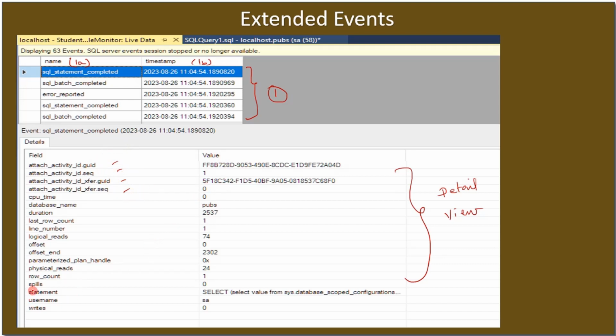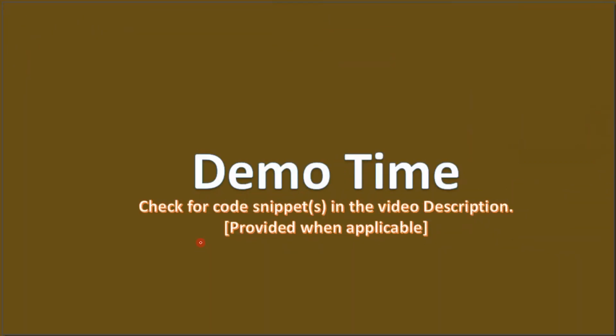Here there is something called statement, and that shows the SQL statement that got executed. Also, you will see the username, which user is performing this activity. The statement we highlighted is SQL statement completed. Once you select it, you will see all the events captured in the detail view. All right, now let's go to the demo and look at the extended events capability in SQL Server.